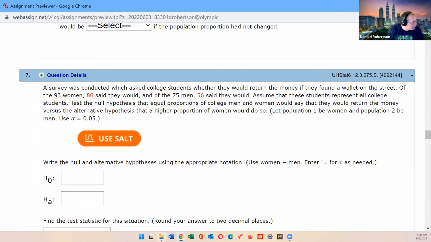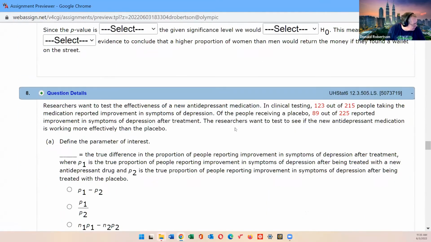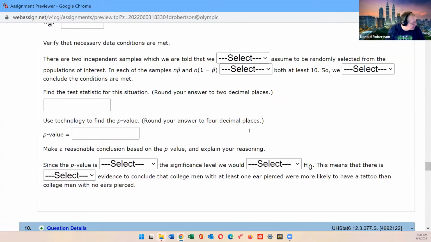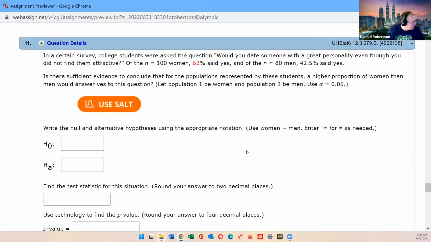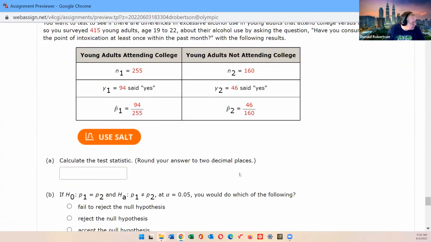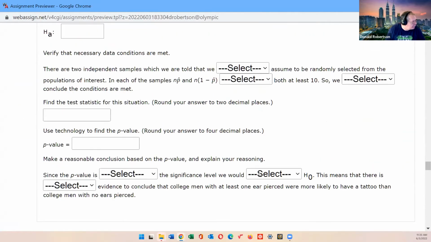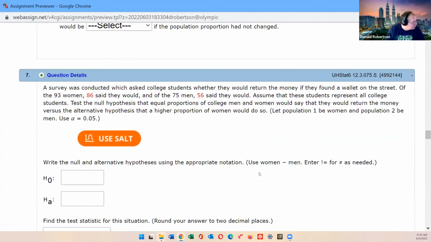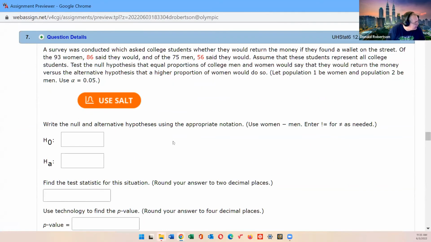Right, so I'm going to go through question 7 in essentially the same way that we're going to go through things like question 9, question 10, question 11. They are actually question 12 as well. So if they don't have a SALT button, you still use one anyway. So a survey was conducted in which it asked college students whether they would return money that they found in a wallet in a street. And the first group is women.